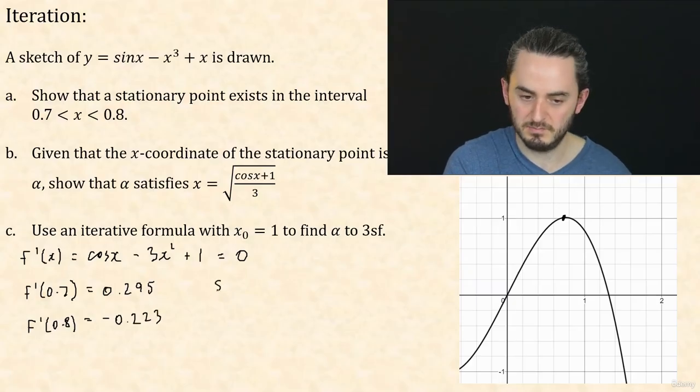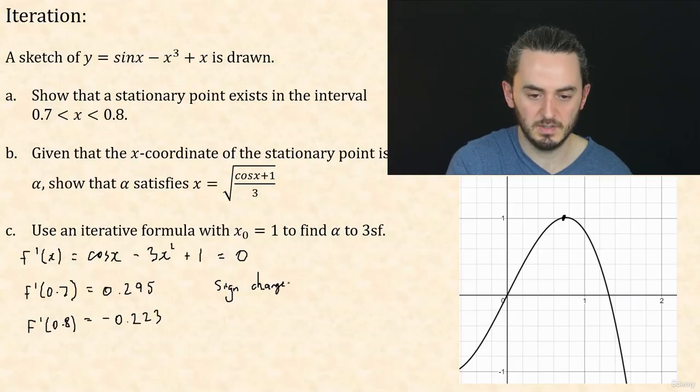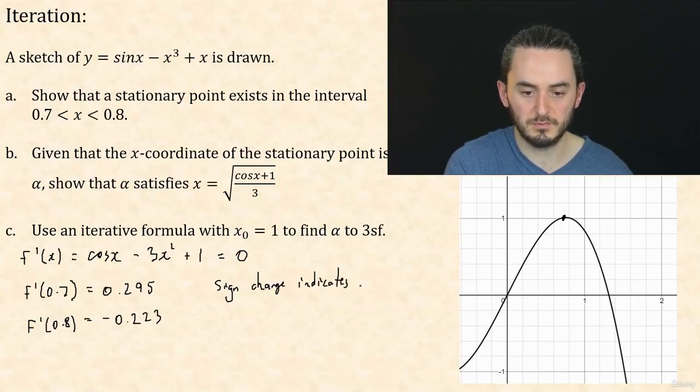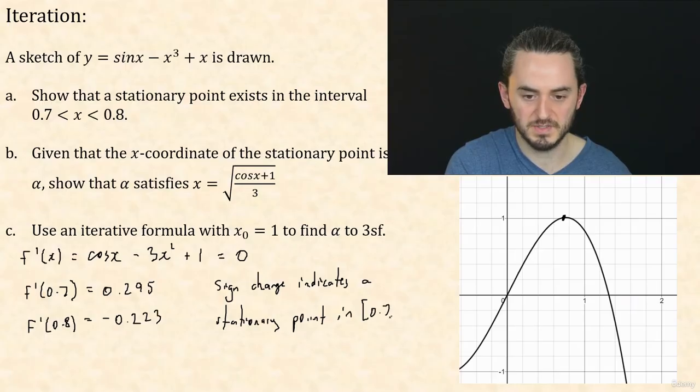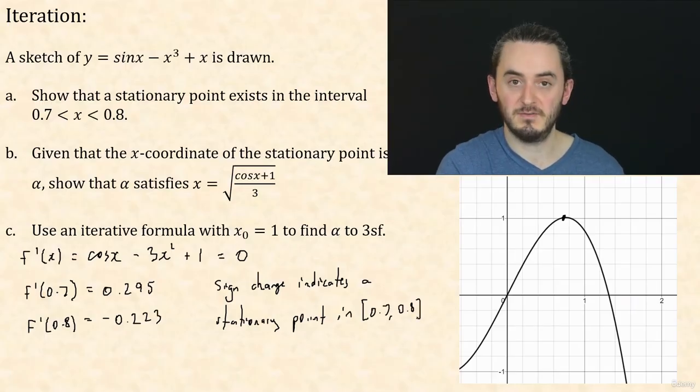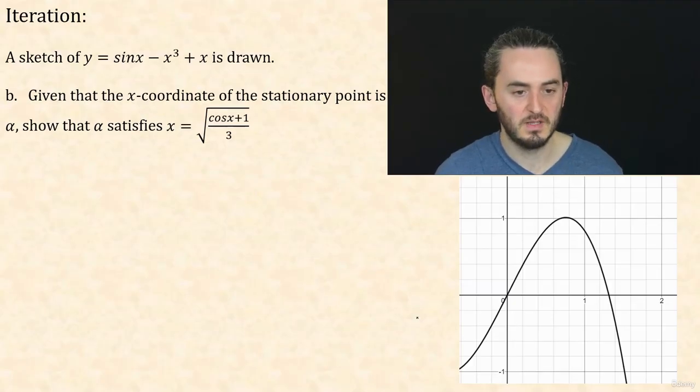So then we just say what we always say. The sign change indicates a stationary point. The reason is that it moved from positive to negative, and if it moves from positive to negative, it must have gone through 0 at some point, and that's the stationary point. So the stationary point exists in the interval 0.7 to 0.8. Okay, let's have a look at part B.